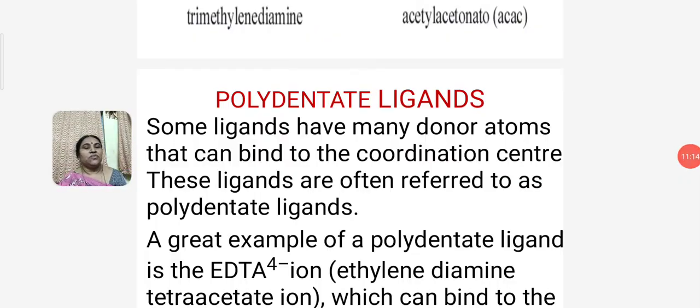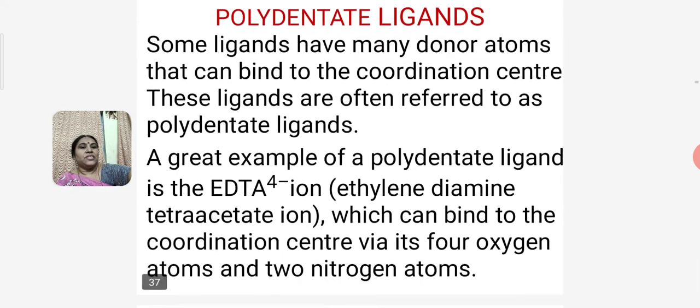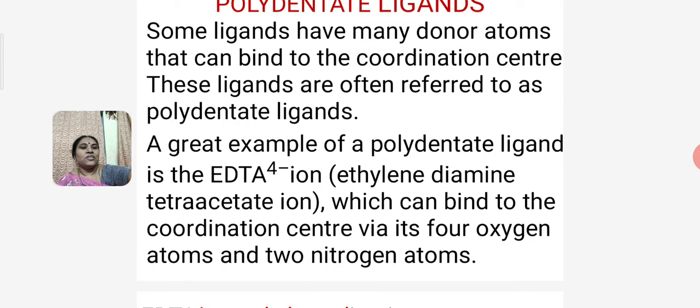Now let us see what are polydentate ligands. Some ligands have donor atoms that can bind to the coordination center through many donor atoms. Such ligands are called as polydentate ligands. EDTA4- ion is a polydentate ligand. What is EDTA? Ethylene diamine tetraacetate ion.